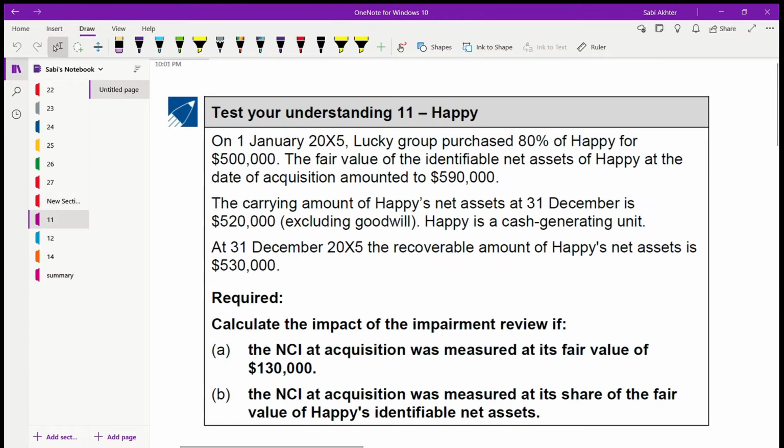So that's it. Now let us go through test understanding 11. On 1st Jan 2005, he purchased 80%, that means NCI is 20%, for 500,000. This is the purchase consideration. Net asset is also given at fair value at the date of acquisition as 590,000.